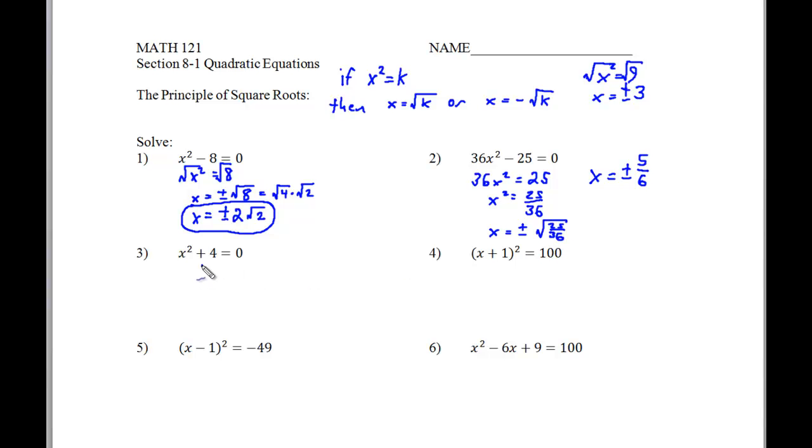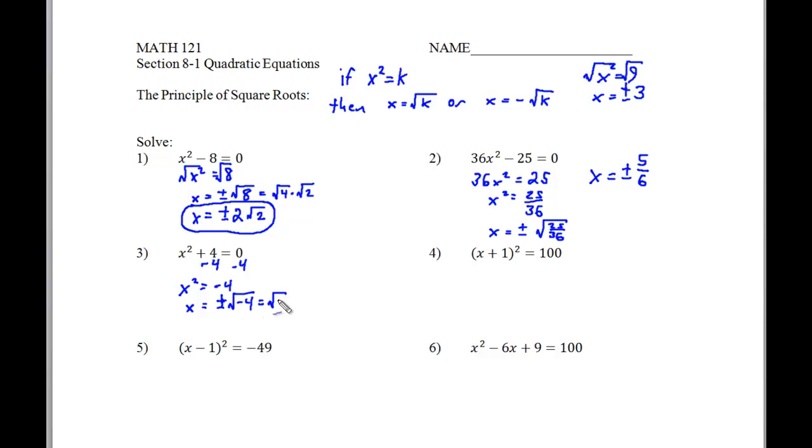Now, what we learned in the end of the last chapter is that sometimes things aren't that pretty after we take the square root. So notice I have, by subtracting the 4 from both sides, x squared equals negative 4. Now if I take the square root here, x is equal to plus or minus the square root of negative 4. Now we can't take the square root of a negative number unless we get imaginary numbers.